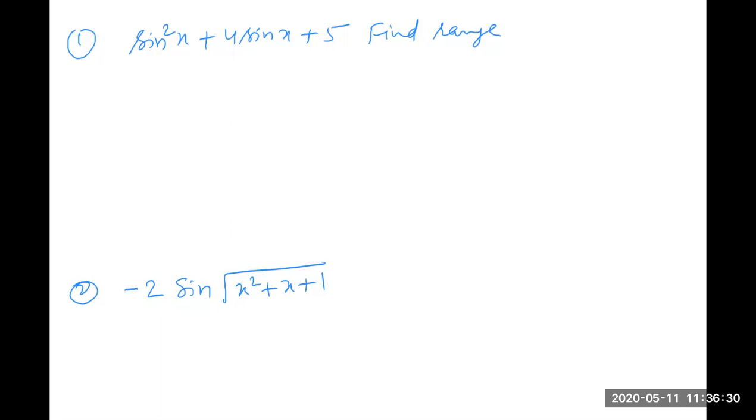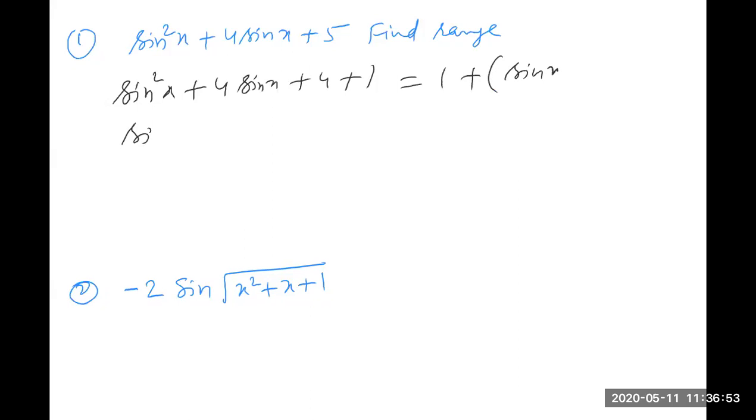So first question, what you have to do? You have to convert this into whole square form. Sin square x plus 4 sin x plus 4 plus 1. So this is 1 plus (sin x plus 2) whole square. Now in this you have to be careful. What can be its maximum value?